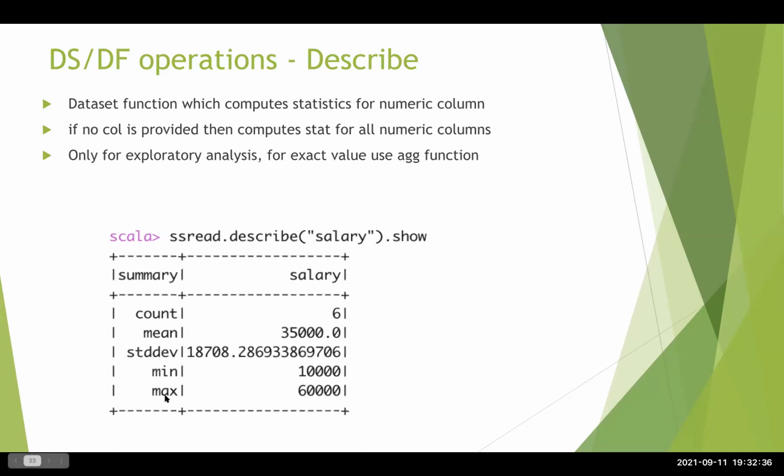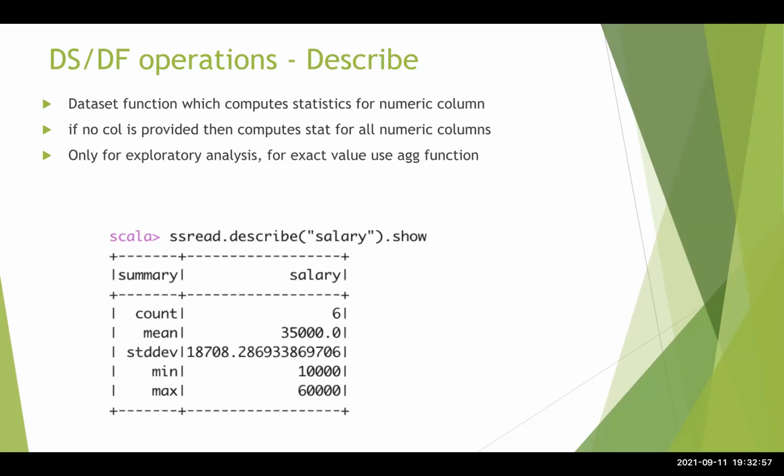But if you really want the exact value of this, then you should use what we have seen: aggregate mean, aggregate average, aggregate max, and there are ways to create the standard deviation and mean data frame. Use those. This is just for exploring. You want to get some idea what the mean is and what the max is. So that's why you use describe.